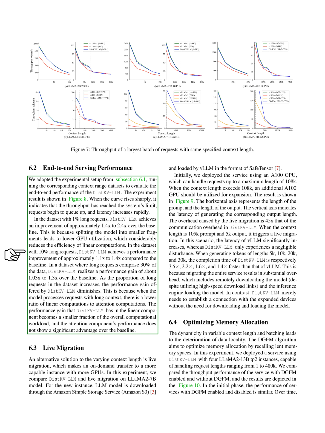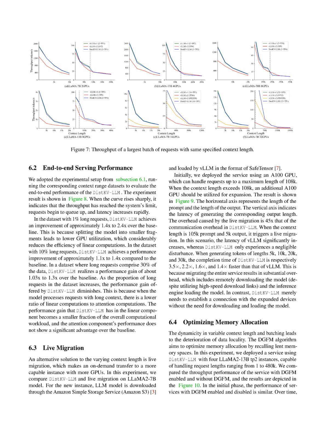This is because when the model processes requests with long context, there is a lower ratio of linear computations to attention computations. The performance gain that DistKV-LLM has in the linear component becomes a smaller fraction of the overall computational workload, and the attention component's performance does not show a significant advantage over the baseline.